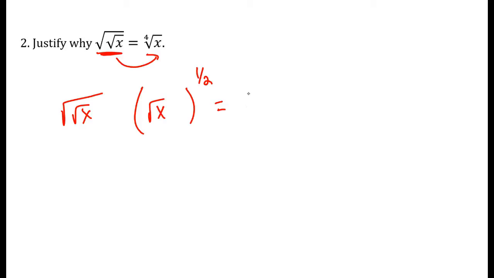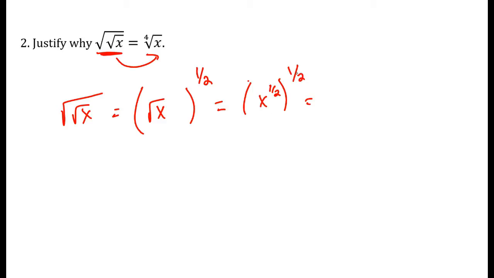Justify why the square root of the square root of x is the fourth root of x. Well, I'm going to start with this side of the equation and make it look like that side. So the square root of the square root of x. Well, the square root of something is the 1/2 power. Well, again, I have another square root. So I can write that as x to the 1/2, and that's the 1/2 power.